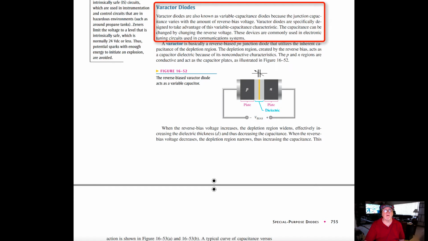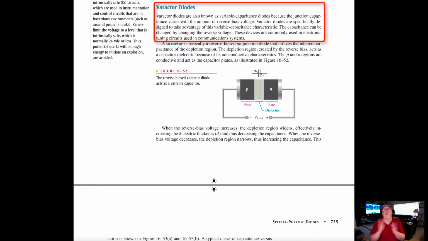The next special diode then is the varactor diode. Varactor diodes are also known as variable capacitance diodes because the junction capacitance varies with the amount of reverse bias voltage. Varactor diodes are specifically designed to take advantage of this variable capacitance characteristic. The capacitance can be changed by changing the reverse voltage. These devices are commonly used in electronic tuning circuits used in communications systems.